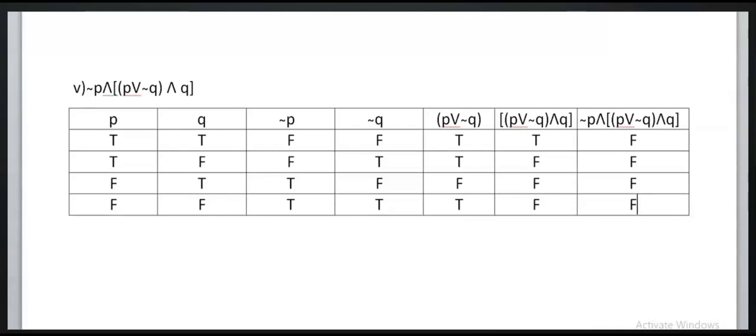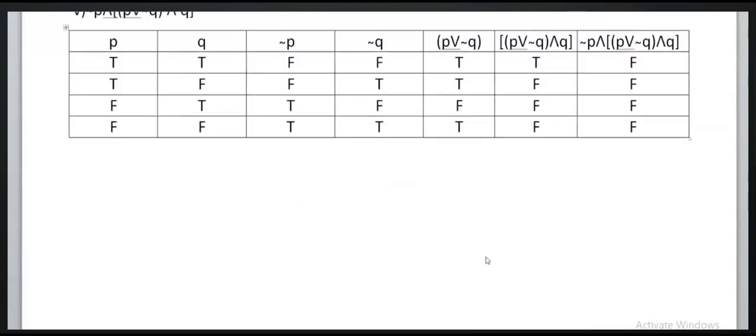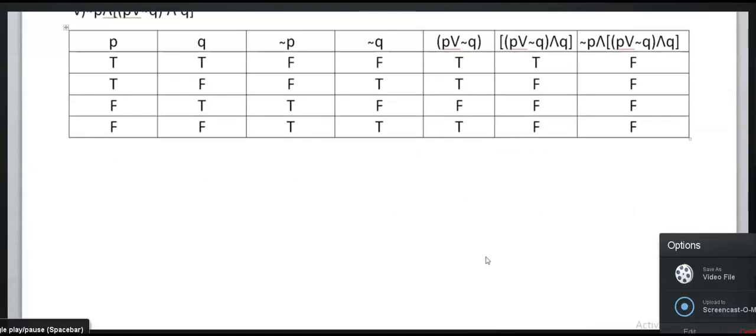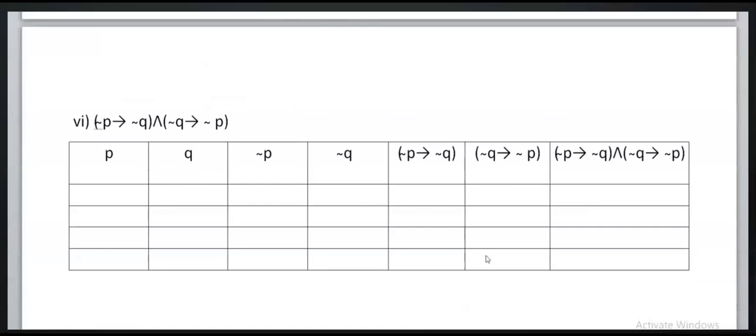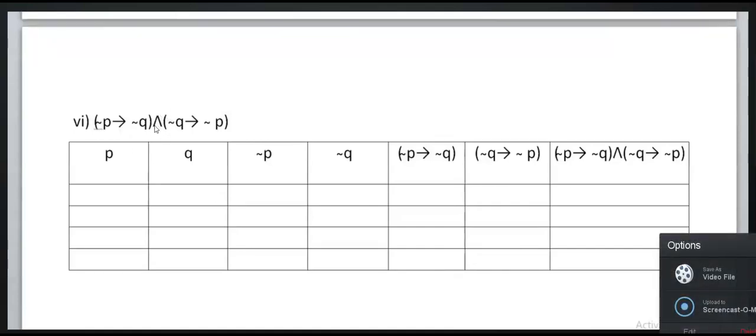Therefore, all are F. Now the next question, that is question number 6. Now again, what is the main joint here? This is the main joint, which is that.